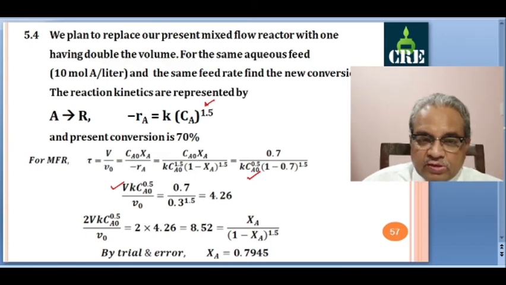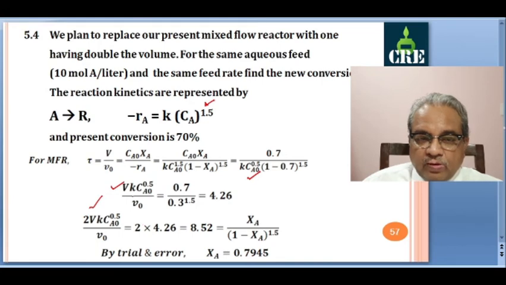So K will not change in the new reactor whose volume is doubled. Ca0 is the same aqueous feed. Volume is doubled, V0 is the same, again the same feed rate. So only V is doubled, so V becomes 2V. K as it is, Ca0 as it is, V0 as it is.